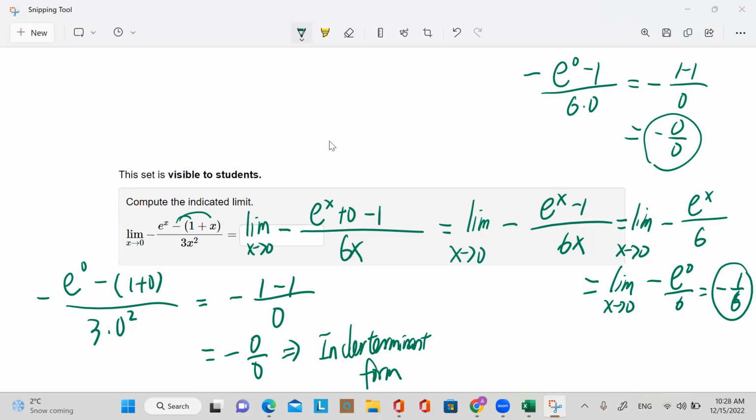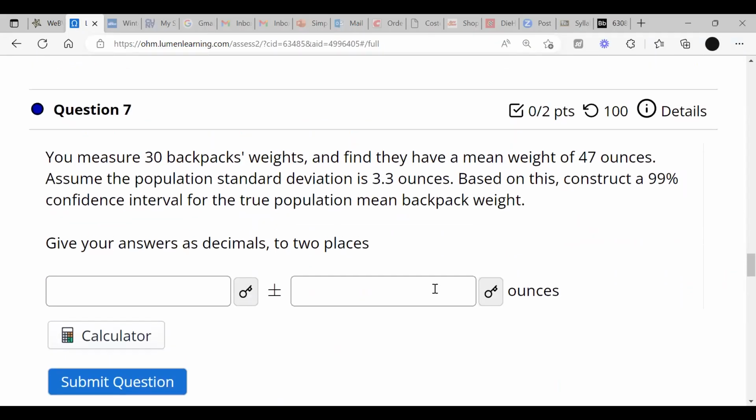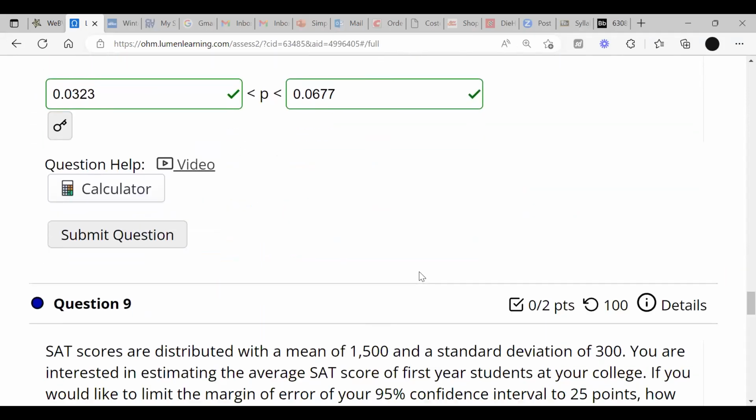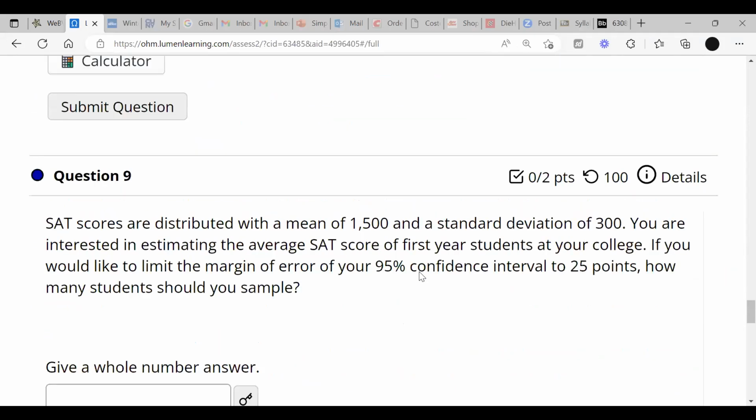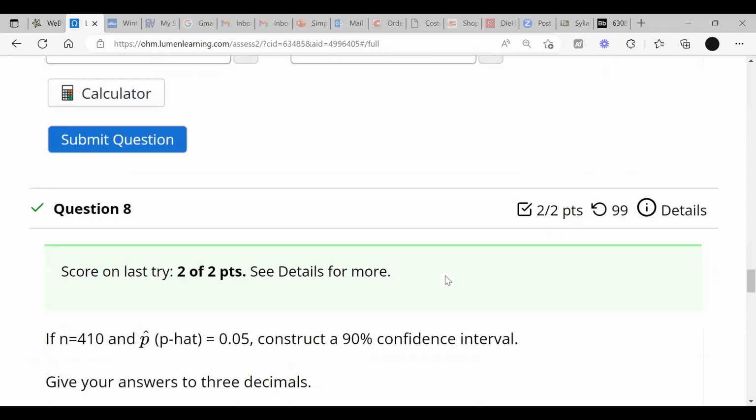Okay, I'm going to go back. I can only go over one more question, so you guys tell me which question should I go over? 7, 9?